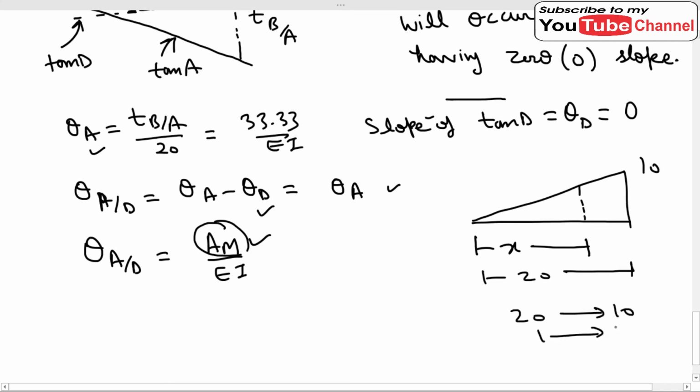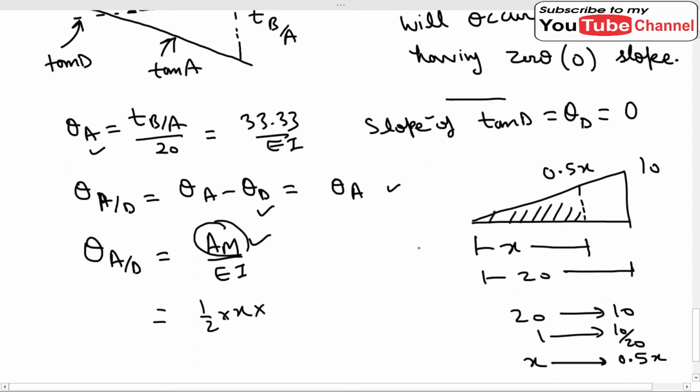So in 1 meter it will be 10 upon 20, and in x meter it will be 0.5 times x. Okay, so this ordinate will be 0.5 times x. Now we can easily find out the value. So 1 by 2 times x, we can easily find out the area of the bending moment diagram.